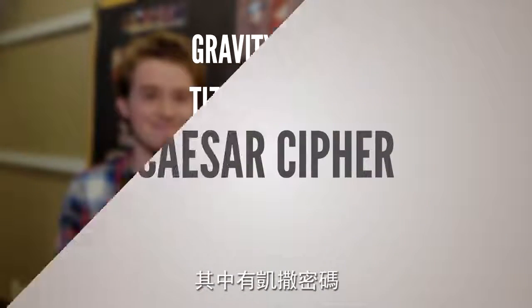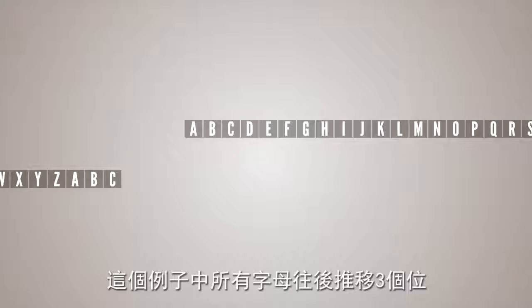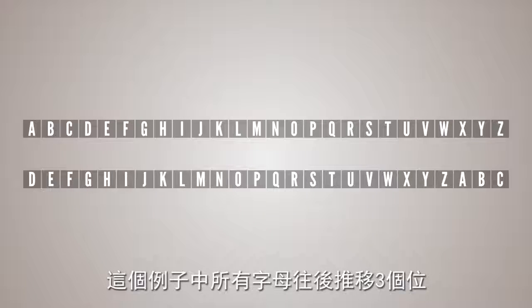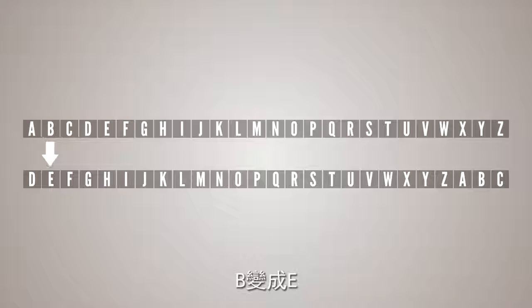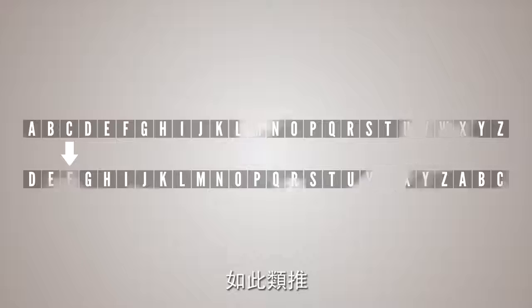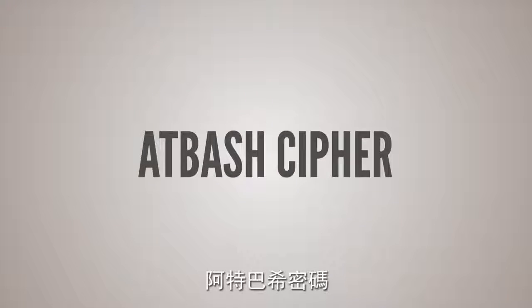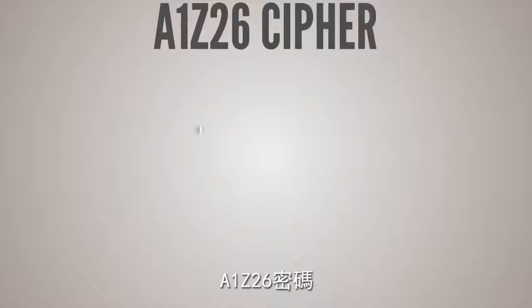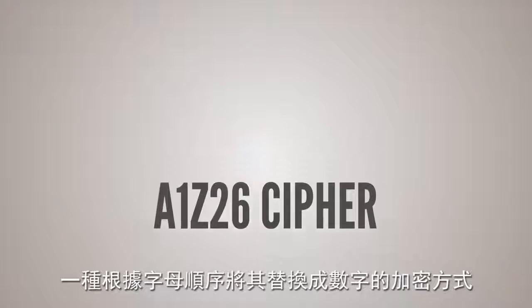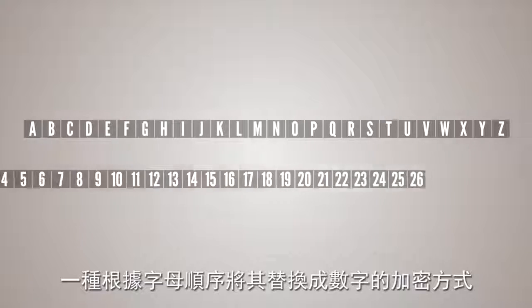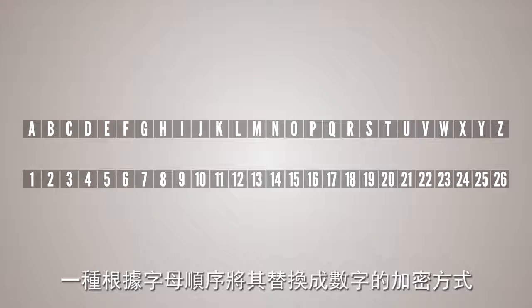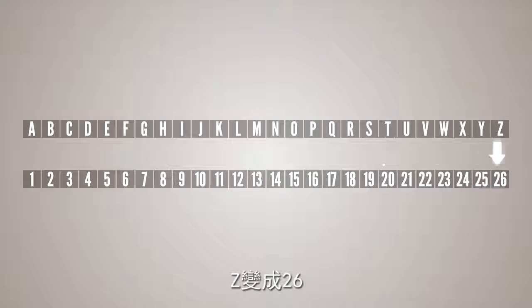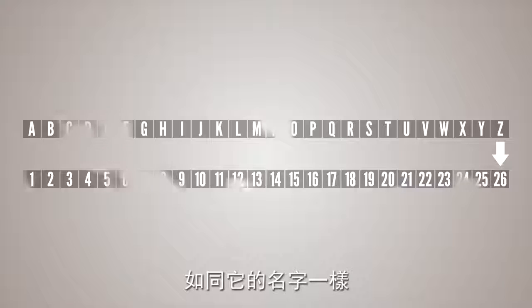First we have the Caesar cipher, which in this case offsets the alphabet by 3 characters. So A becomes D, B becomes E, C becomes F, and so on. The next one is called the Atbash cipher, and it simply reverses the alphabet. Then we have the A1Z26 cipher, which replaces each character in the alphabet with the corresponding number of its position. So A becomes 1 and Z becomes 26, hence the name as well.